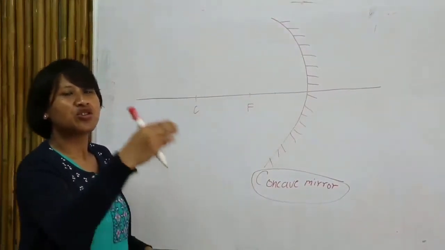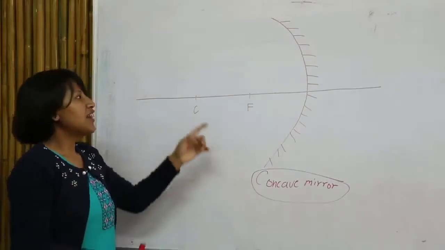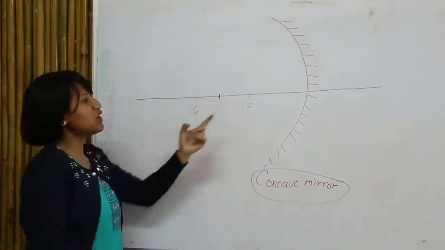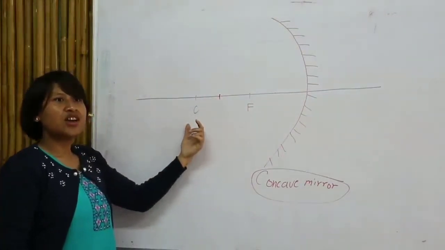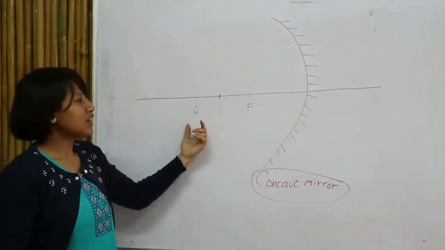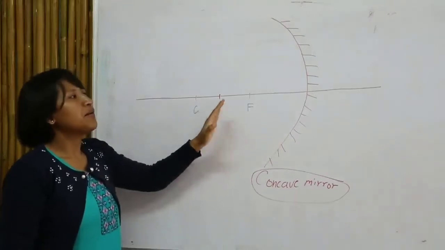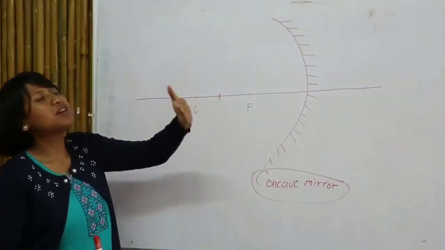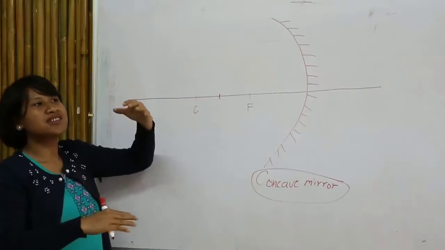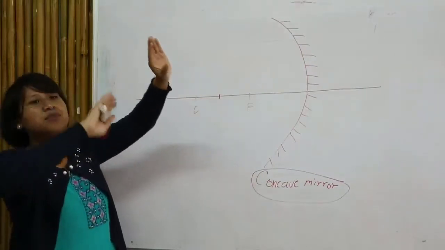And then you move backwards again. Then you will be between F and C. You will notice that it will again be enlarged, again big, but it will be real and inverted, which means that your head will actually be down.